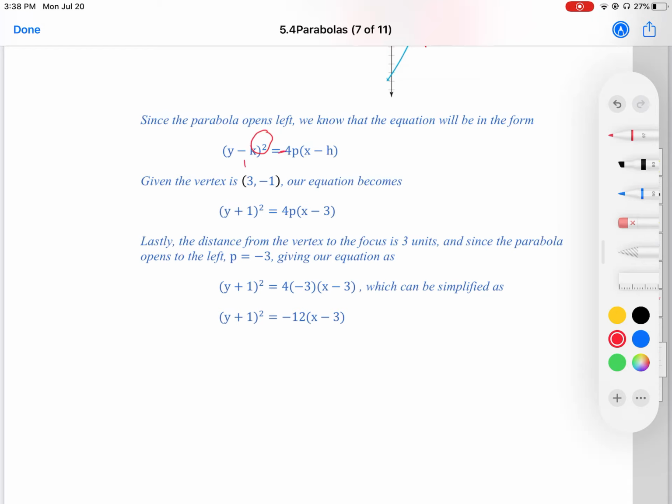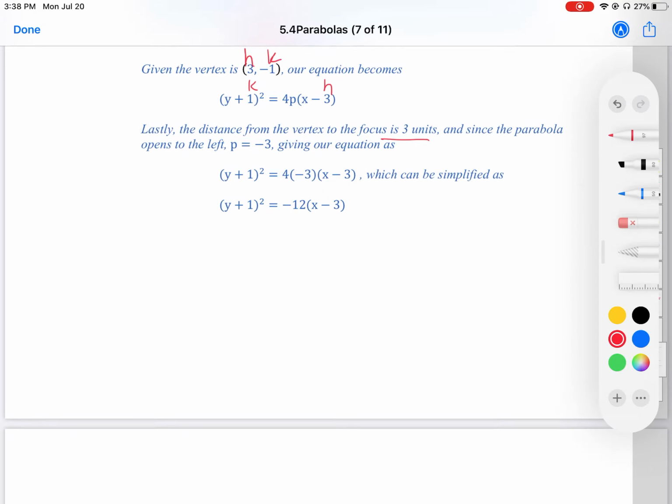We know our vertex, h, k, so this tells me that I have y plus 1 squared equals 4p times x minus 3. We got that from our vertex. Lastly, we know that p, the distance to the focus, is 3 units. Since the parabola opens to the left, p has to be negative 3. So our equation is 4 times negative 3 to help us find that p-value. So we have this final answer for our equation.